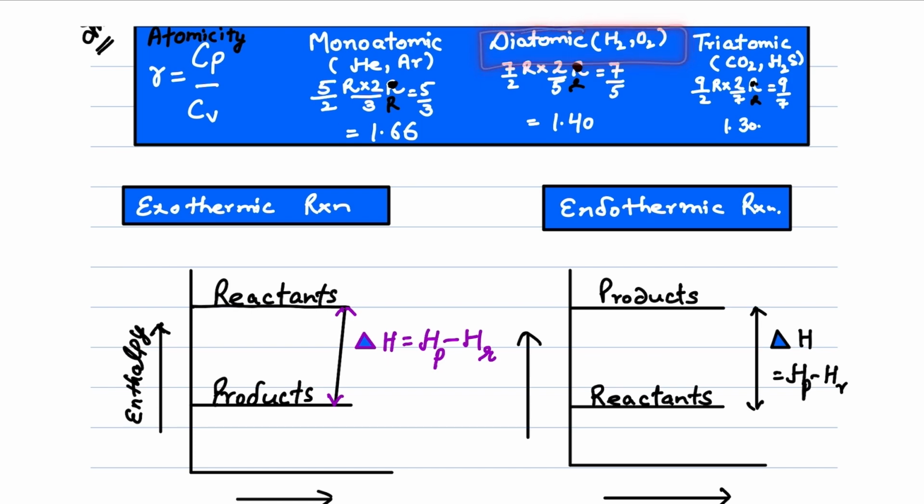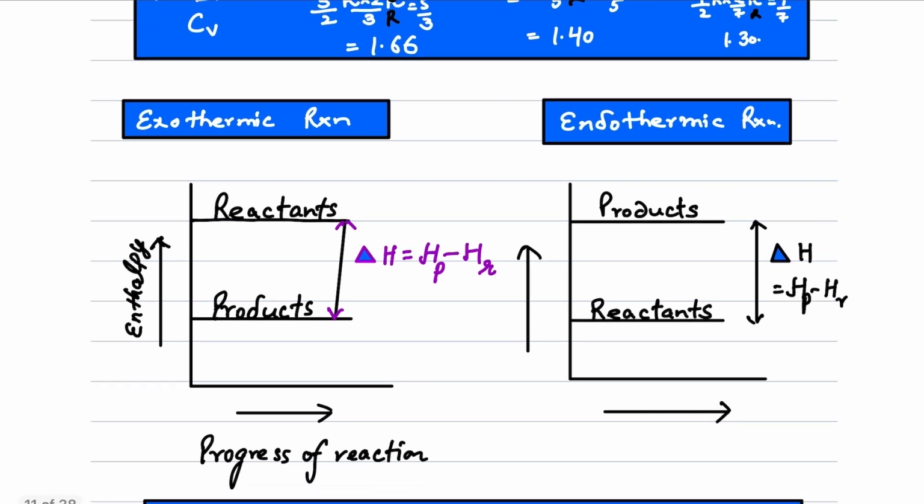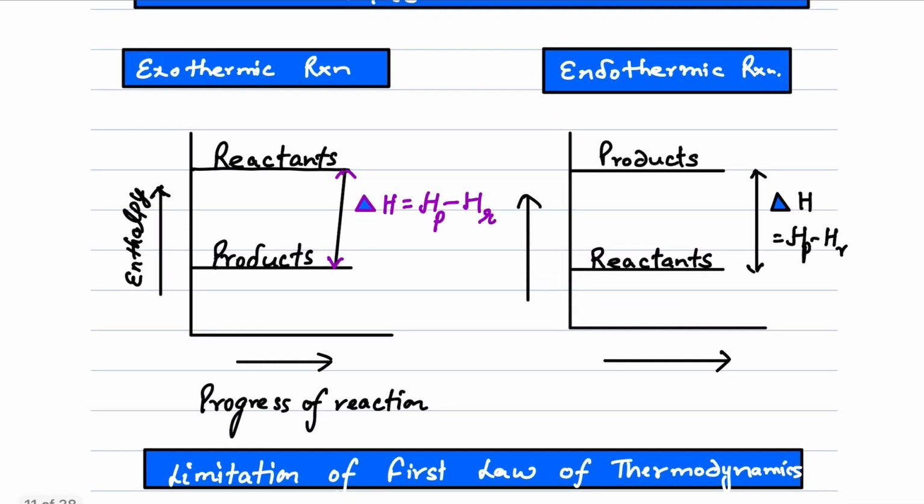Next, for diatomic gases like H2 and O2, the value of gamma is equal to 1.4. For triatomic gases like CO2 and H2S, the value of gamma is equal to 1.3. So these are very important values of gamma for monatomic, diatomic and triatomic gases. These three points are important for entrance exams like JEE Mains and NEET.